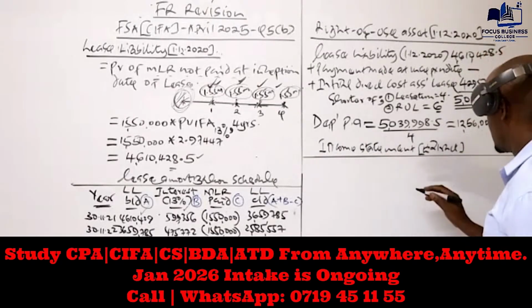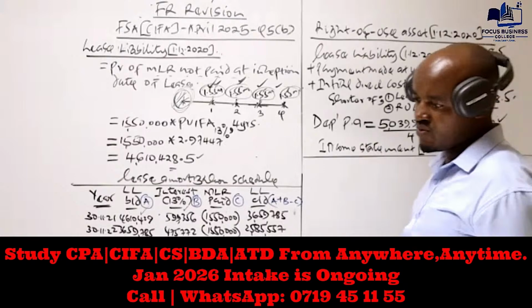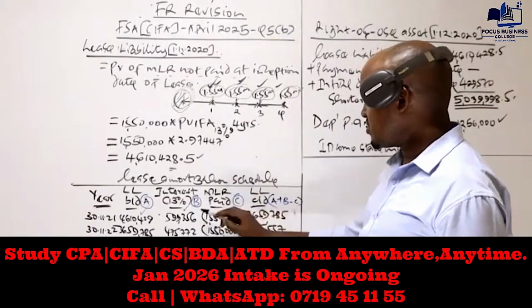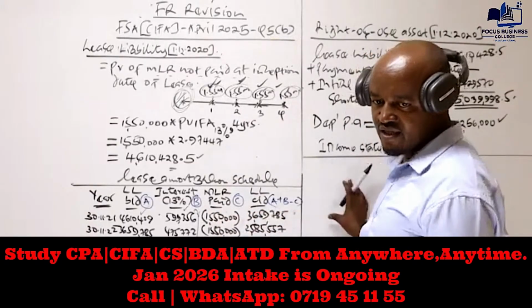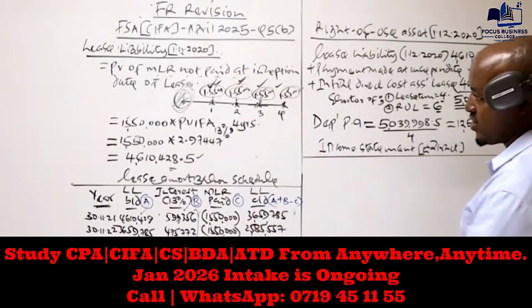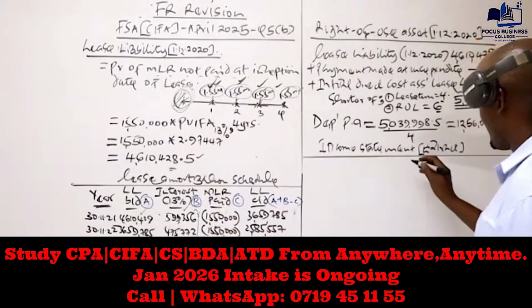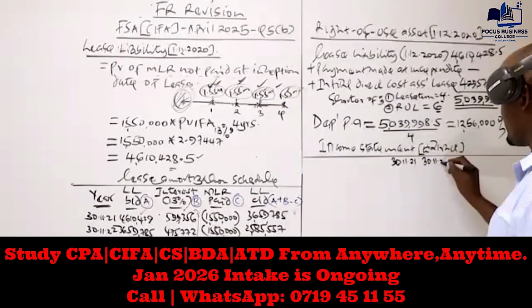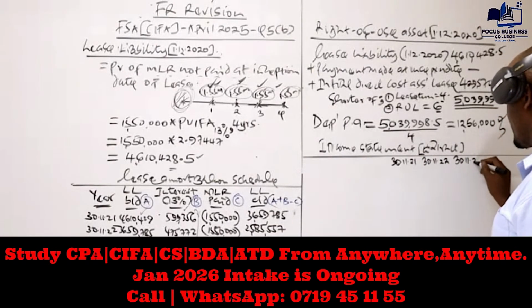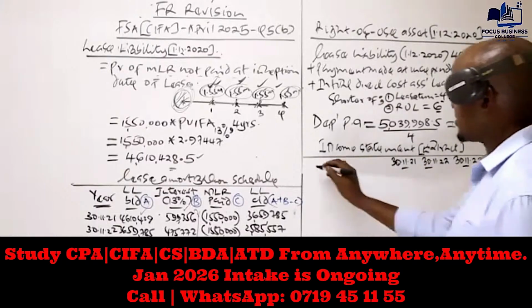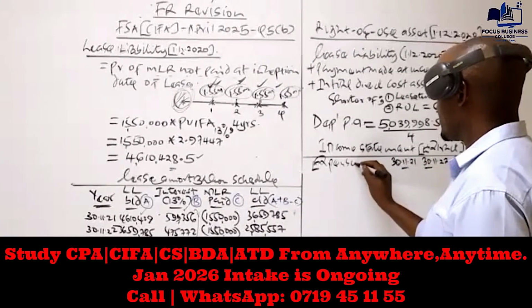In the income statement extract, the company is supposed to recognize 2 items. One, we have the interest, which should be recognized as part of the finance cost. Number two, the company should recognize the depreciation. We are going to prepare this for the 4 years: the year ended November 2021, November 2022, November 2023, and November 2024.